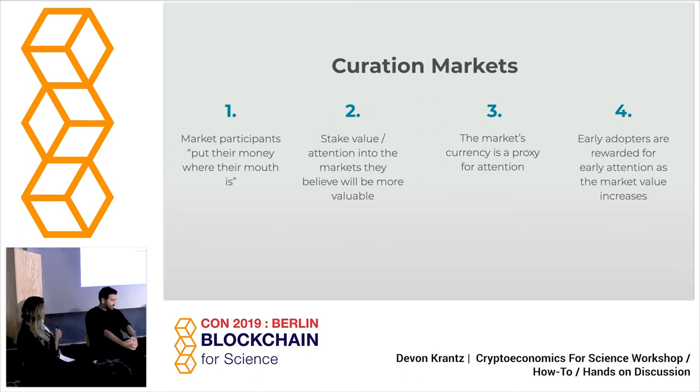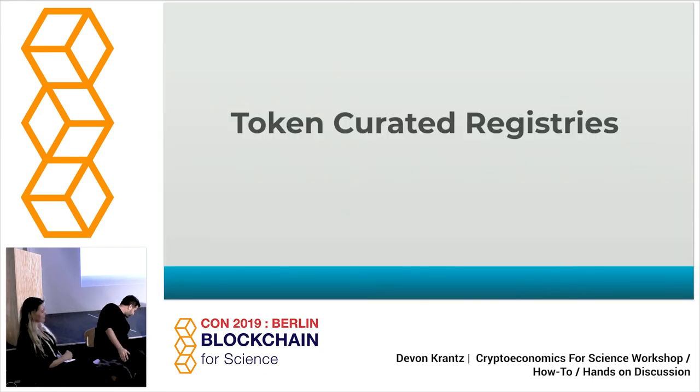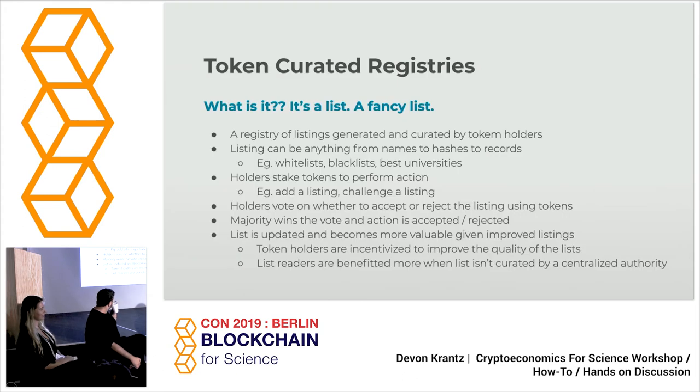I'm going to move ahead to the next one, but you're welcome to stay here because you participate. So the next one is we're going to jump to token curated registries. These are TCRs, and basically what they are is a list. It's a fancy decentralized list that is curated by the token holders. And lists can be anything, from names to hashes to records. Examples are whitelists, blacklists, lists of the best universities, lists of the best science projects.